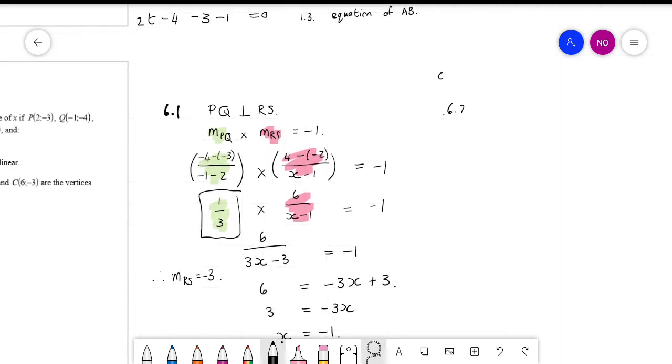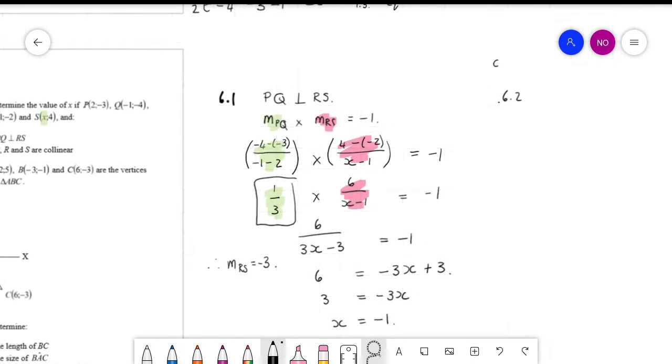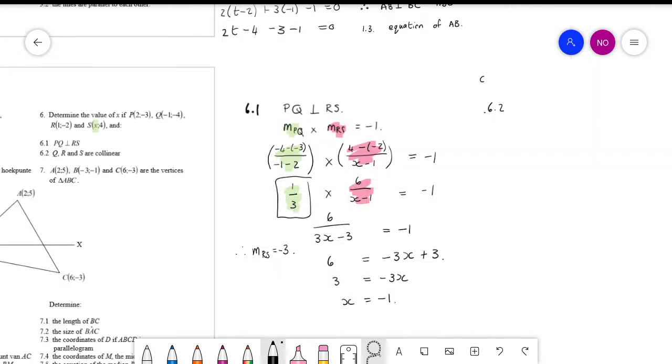6.2, they say calculate the value of x if they are collinear. Nou onthou wanneer hulle collinear is, beteken dit die gradiënt op enige lynsegment is dieselfde. So I'm going to go and say that that means that the gradient of QR is equal to the gradient of RS. If you said SR and QR here, then it's fine. Ons gaan by dieselfde antwoord uitkom.